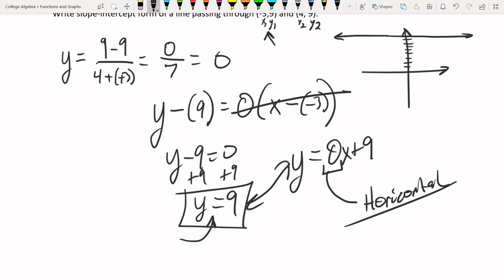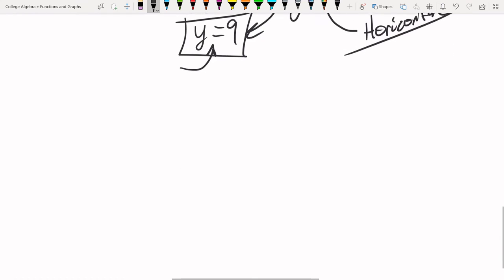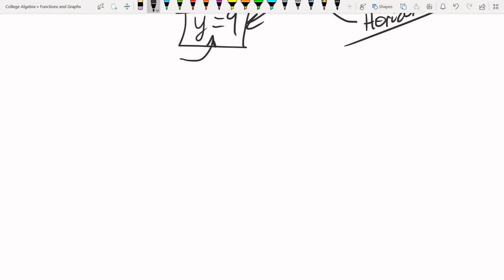A vertical slope, let's just look at that for a moment. If we had a vertical slope, let me draw something here. Let me make it a little bit straighter. 1, 2, 3, I'll do there, -3, and just go up and down.